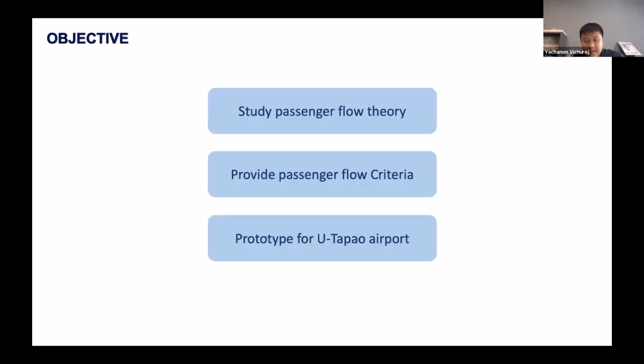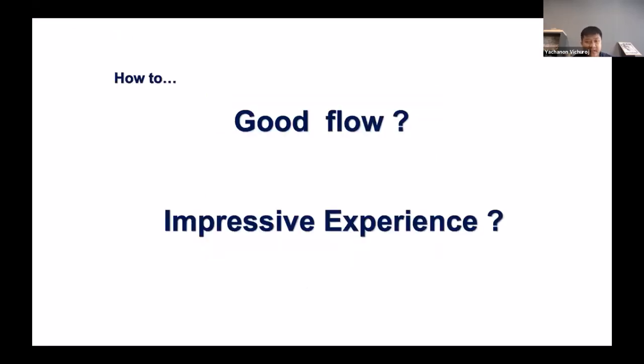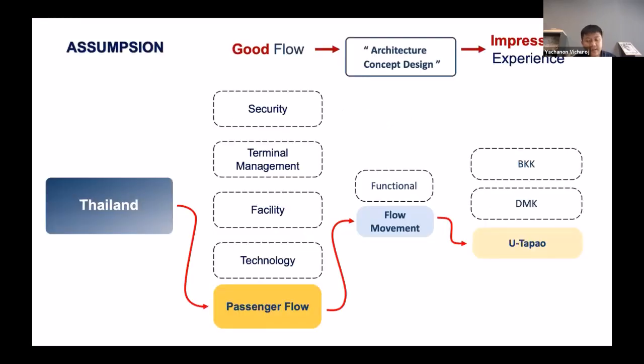So the objective of this study is to study passenger flow theory, provide passenger flow criteria, and provide a prototype of the Utapao terminal. The design question is how I can create a good flow and how I can provide an impressive experience to the passenger. So my assumption is that if I create a good flow, it can also create an impressive experience.